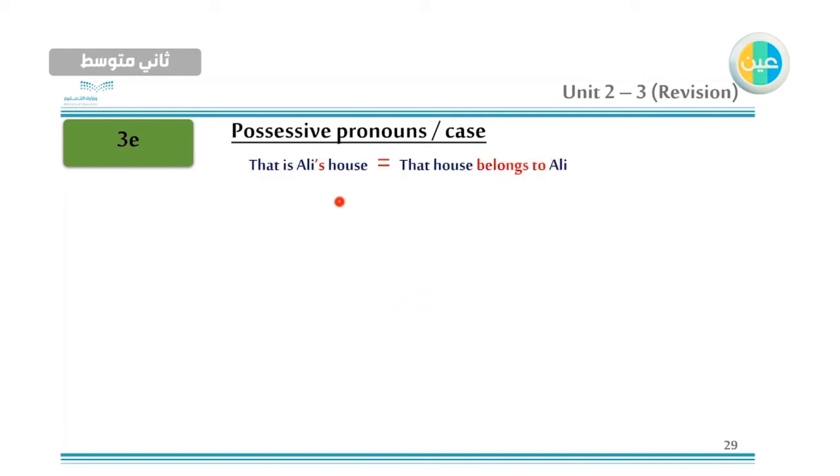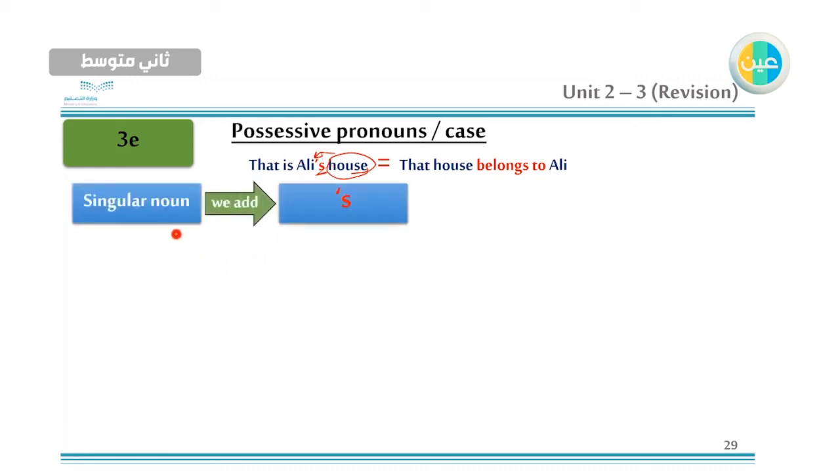And this is an example of the possessive case. That is Ali's house. Okay, which means that house belongs to Ali. So this noun, house, belongs to Ali because of the apostrophe S. Here are 5 different cases of how to use the possessive case. So in singular nouns, we add apostrophe S like we did here. And here's an example. That is Ali's house. It's the same example.